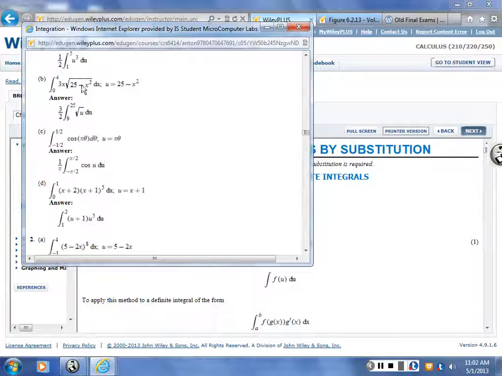This one? Yes. So let's just take a minute and write this up. So 5.9 1b, I have the integral from 0 to 4 of 3x times the square root of 25 minus x squared dx, and it tells you to let u equal 25 minus x squared. So du is minus 2x dx.